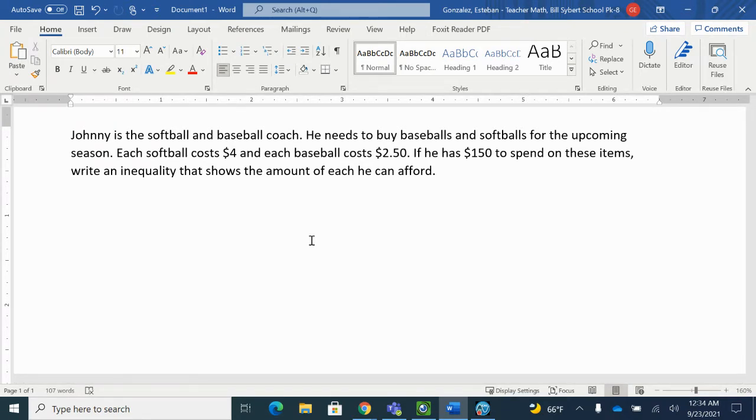In this problem here, Johnny is a softball and baseball coach. He needs to buy baseballs and softballs for the upcoming season. Each softball costs $4 and each baseball costs $2.50. If he has $150 to spend on these items, write an inequality that shows the amount of each he can afford. They don't want us to solve here, first of all. They want us to write an inequality that shows that scenario, right?